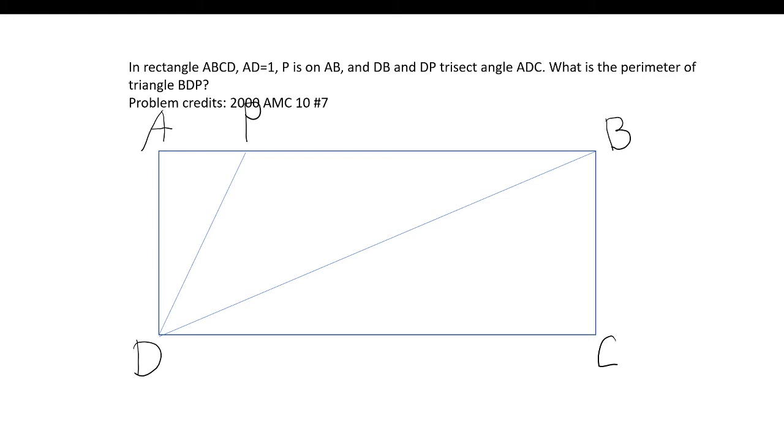So I think the main thing about this problem is it's a little more advanced, even though it's the 2000 AMC 10, problem number 7, but it's a very interesting problem. In a rectangle ABCD, AD is equal to 1, and point P is on AB, and DB and DP trisect angle ADC. What is the perimeter of triangle BDP? So we're trying to find the perimeter of this triangle right here, triangle BDP. And we know that AD is 1.